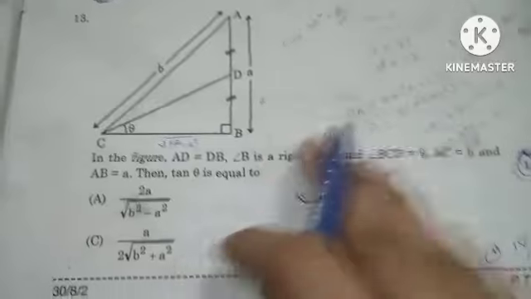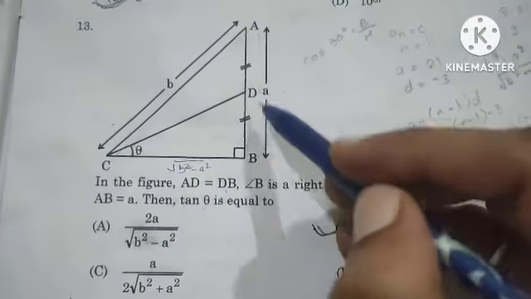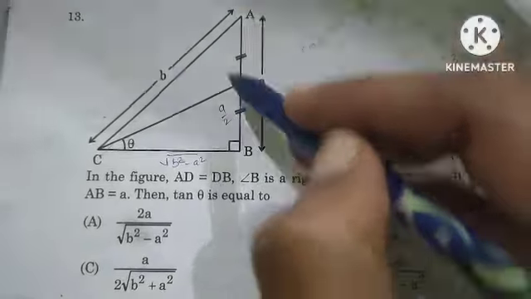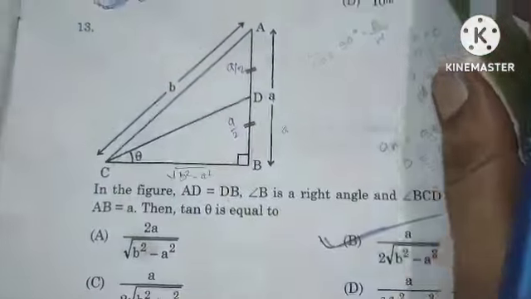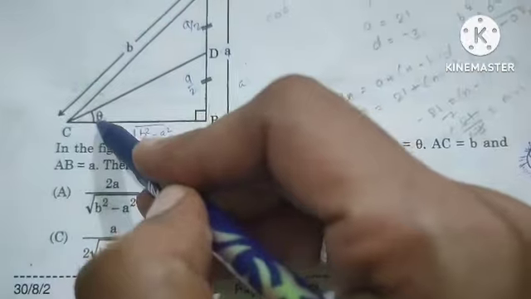You can see that AD is equal to BD. That is, if the total length is A, then AD is equal to A by 2, and BD is also equal to A by 2. Okay? And the angle of C is theta. Here is the given.